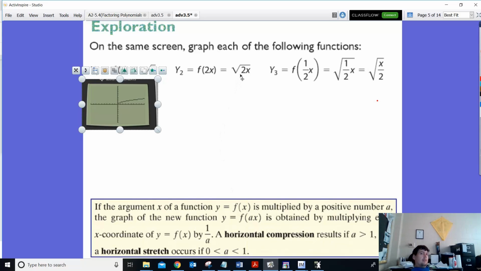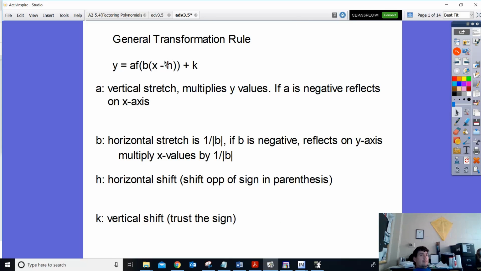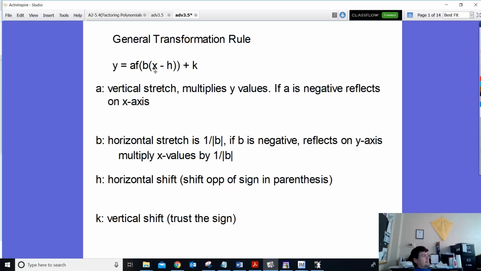All right, that 2. What do you think it's going to do to it? Look at its location. It's not in front of the function. It's not in front of the root. It's inside the root. If you go back to your general transformation rule on page 1, that's something inside the function, isn't it? That's the root of twice x. That's either going to be a horizontal stretch or compression.